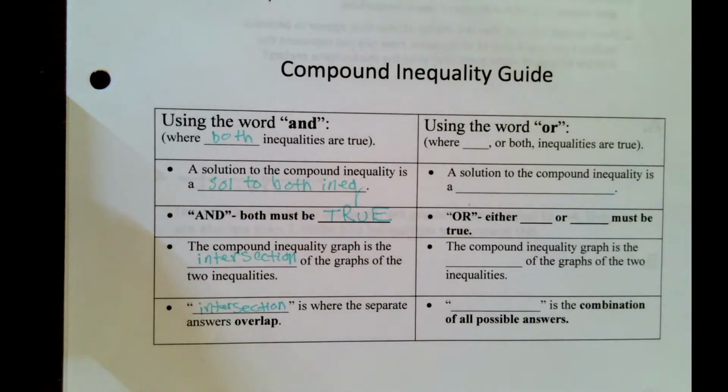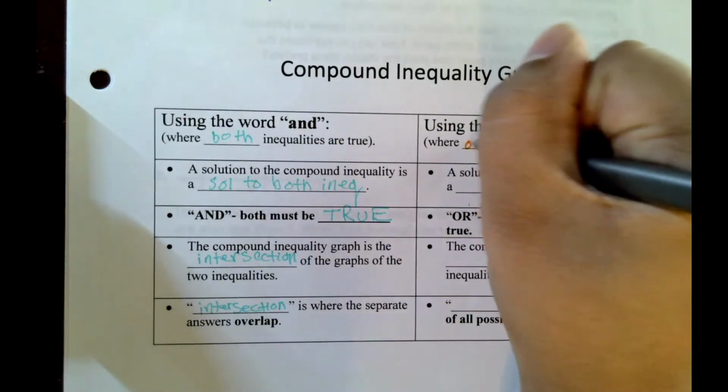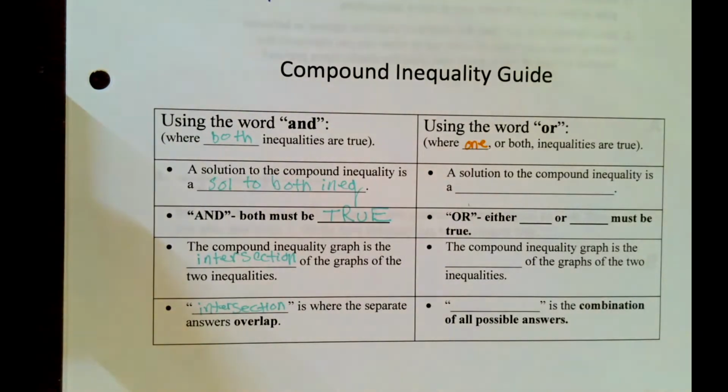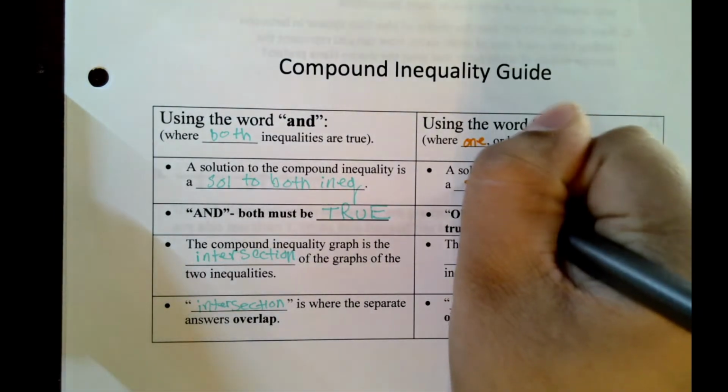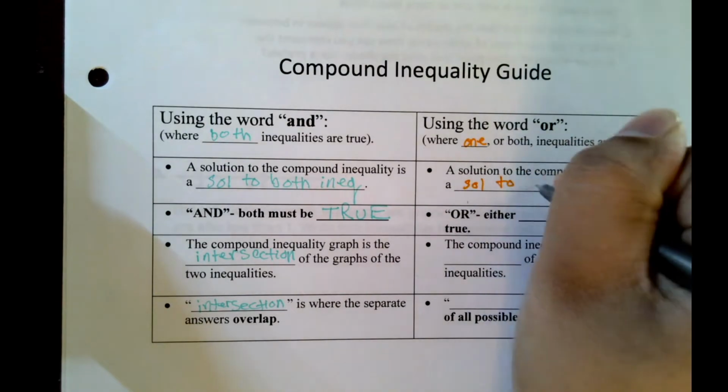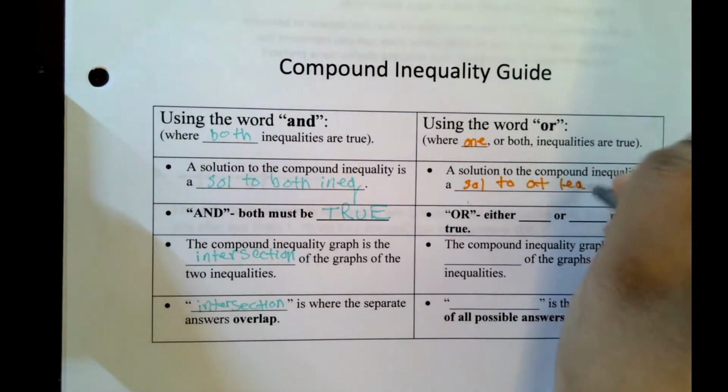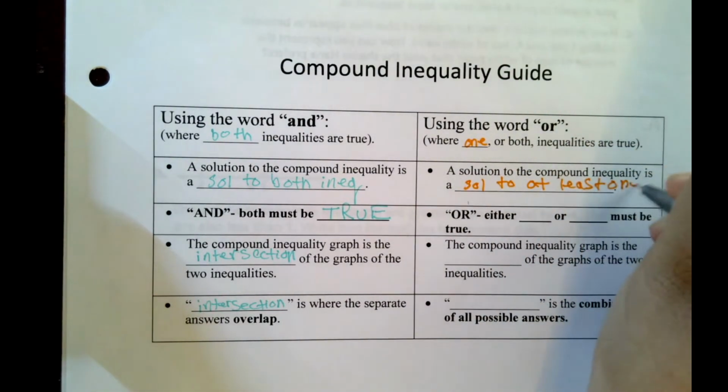Now let's talk about or. This means one or both could be true. One could be true. Both of them could be true. As long as one of those conditions is met, then an or inequality is okay. So the solution to a compound inequality is a solution to at least one of the inequalities. So you need to be a solution to at least one of them.